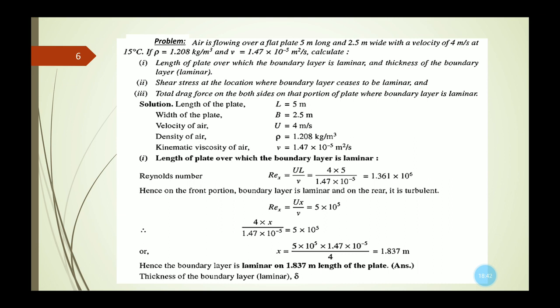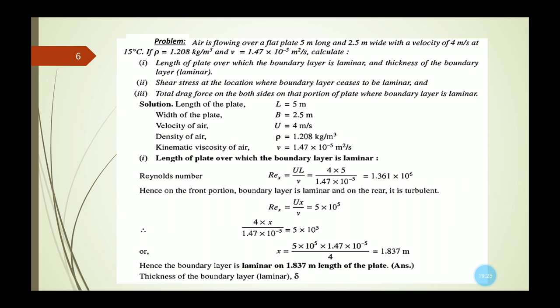The Reynolds number formula is ux by nu, which equals 5 × 10^5. From this relation, u is the free stream velocity, x is the length of the flat plate that we need to find, and nu is the kinematic viscosity, which is given in this numerical. So we can easily calculate the length of the plate over which the boundary layer is laminar, which is coming as 1.837 meters. So the boundary layer is laminar up to 1.837 meters of the plate, where the total length of the plate is 5 meters.